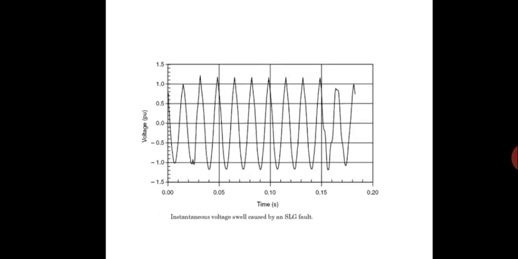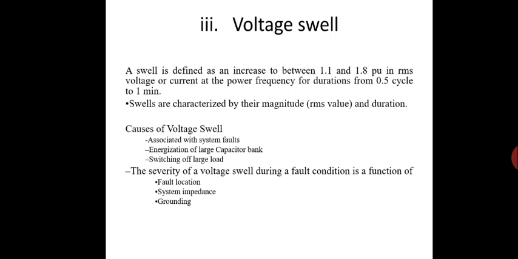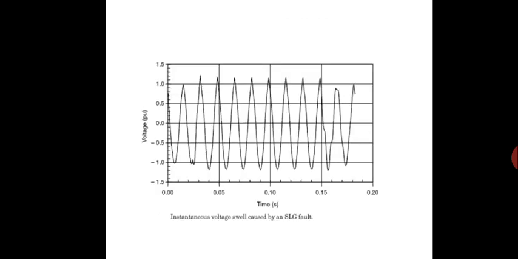So you can see the voltage swell in this diagram. You can see this one, 1.1 to 1.8, it is almost lesser than 1.5, but you can see it is increasing above 1 per unit. Then it is going, so you can see 1, 2, 3, 4, 5, 6, 7, 8. It is about 0.05 to 0.15 seconds, so it is almost 0.10 seconds the voltage swell is sustained. I have told you that 0.5 seconds to 1 minute. So this is the voltage swell.